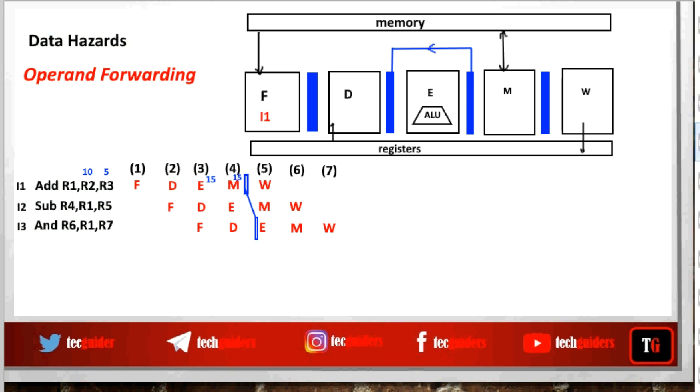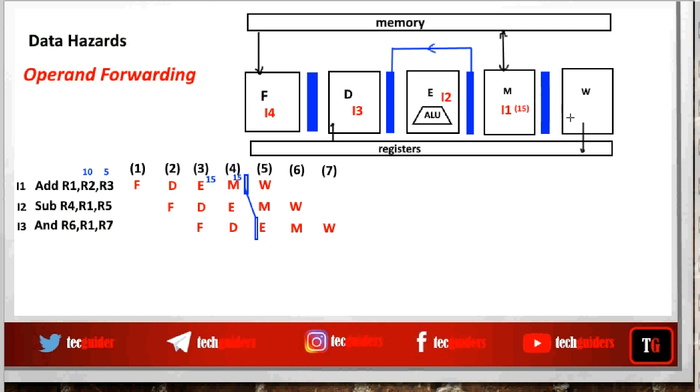Means in cycle 1 we fetch I1. In cycle 2 I1 is in the decode stage, I2 in the fetch stage. In the third clock cycle I1 is executed, I2 is being decoded and I3 is being fetched. Now the required data, the sum of the content of R2 and R3, is computed by I1 in the execution stage. In the next cycle I1 moves to the memory stage with that data. I2 is being executed, I3 is being decoded, and I4, let's say some other instruction which is not dependent on all these, can be fetched.